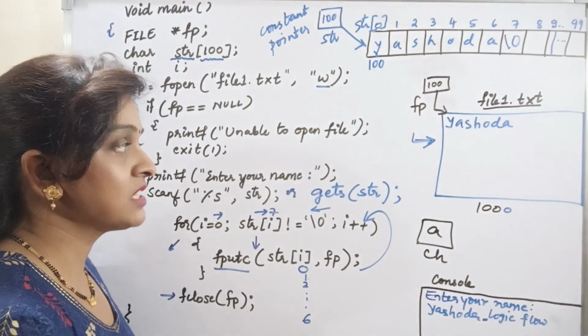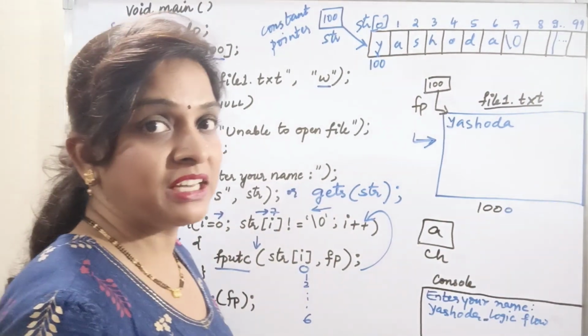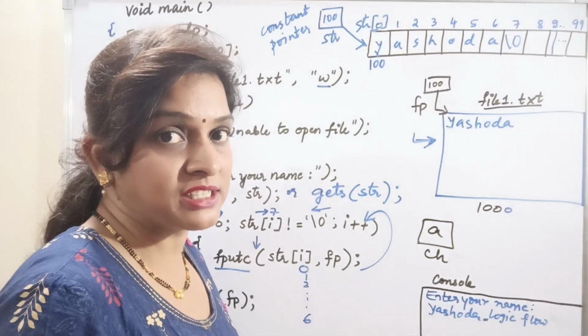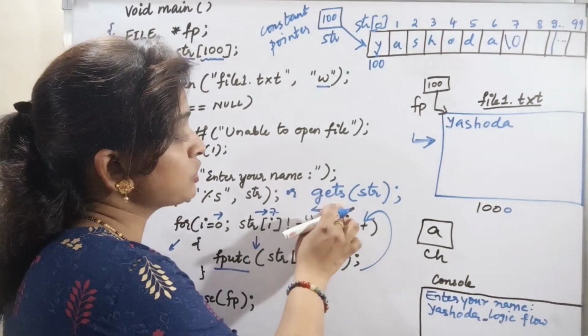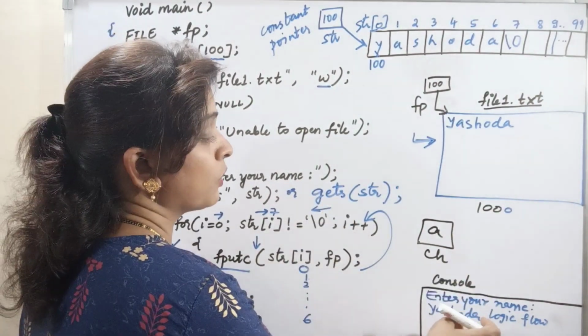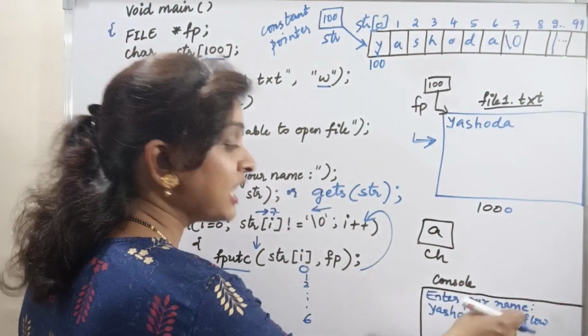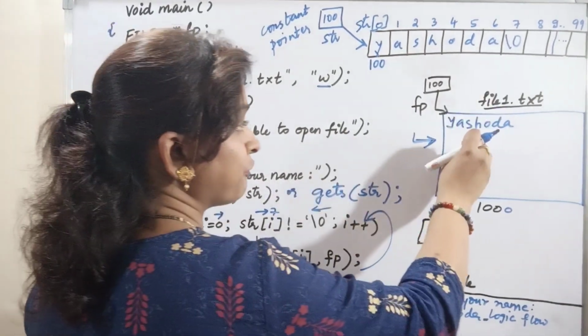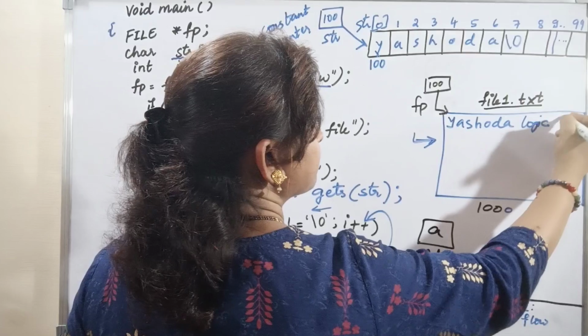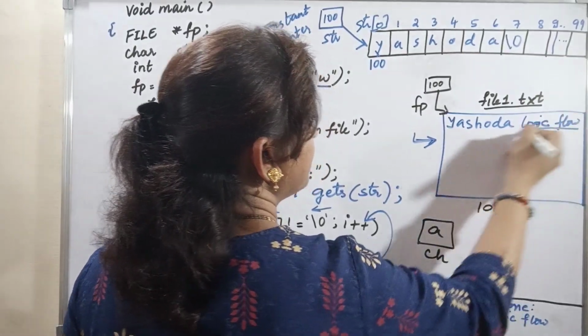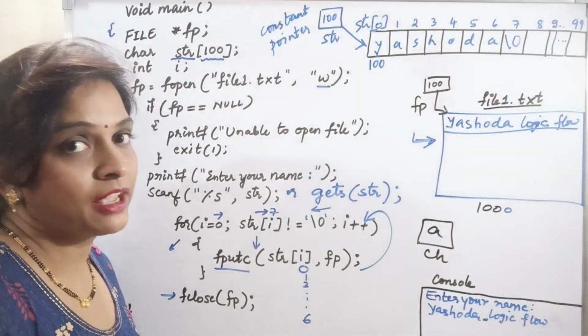Any doubts with gets and scanf, you can please check out the playlist and understand what actually gets and scanf do with characters. So it gets a sequence of characters where it is going to consider even the white space. So to the file, this white space, then logic, space, flow, this complete data will be written into the file.